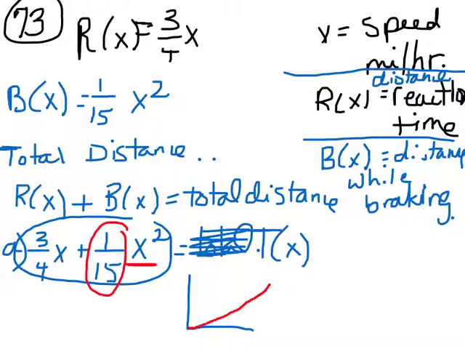So the red one was the 3/4 x, right? The x squared one was the black one that's showing up. Which one is having more of an impact overall? The 1/15 x squared. The black one is climbing higher than the red one. Let's just verify that the black one was 1/15 x squared. Yes, it was.